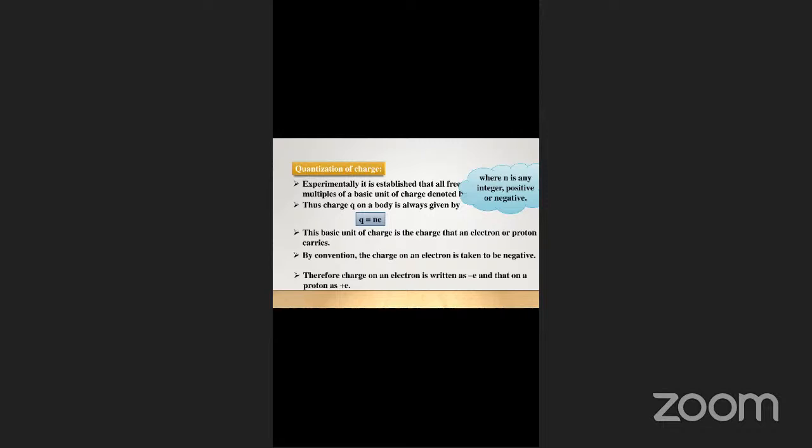This is the quantization of charge. So simply you can write Q is equal to plus or minus n e, where Q is the charge, and n is an integer, positive or negative. Where small e, you take the electron as negative and the proton as positive.